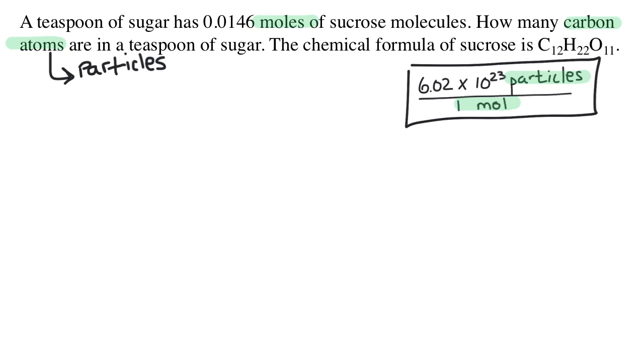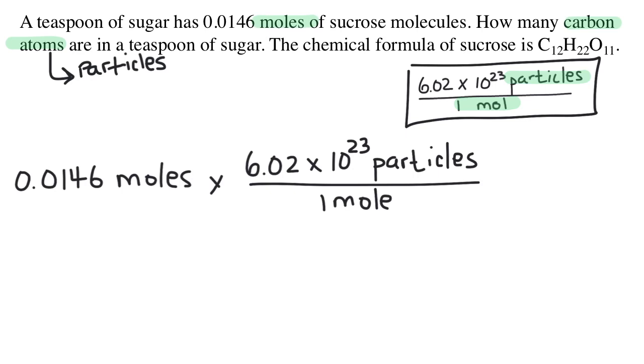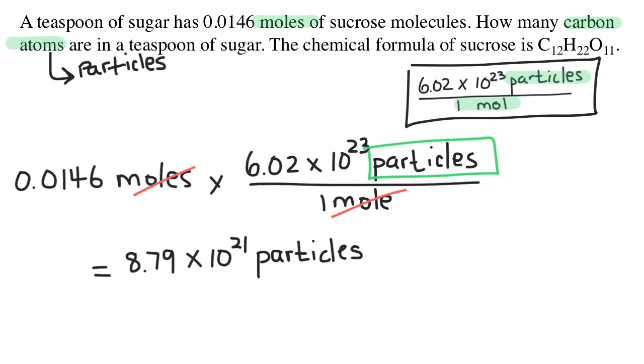So the math becomes 0.0146 moles times 6.02 times 10 to the 23 particles over 1 mole. Or in other words, just 0.0146 times 6.02 times 10 to the 23. We put this into our calculator and we get 8.79 times 10 to the 21 particles. In this case, particles means number of sucrose molecules.